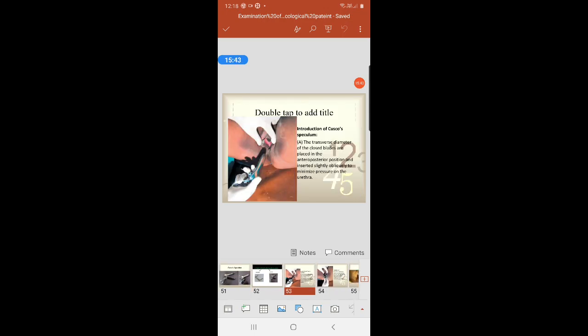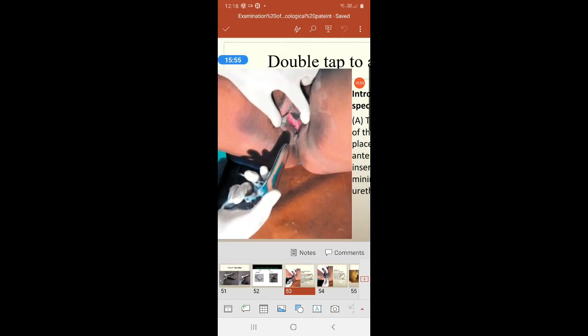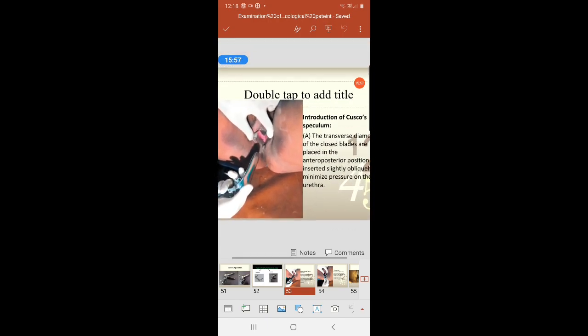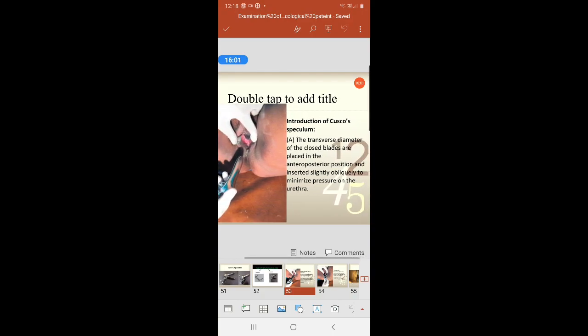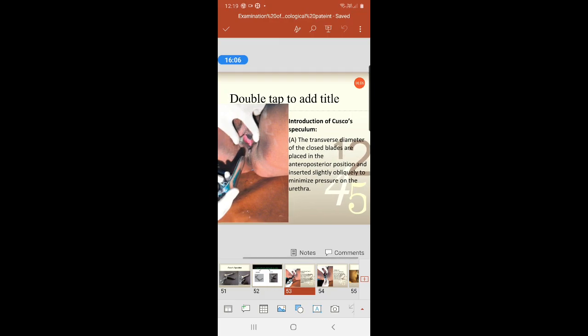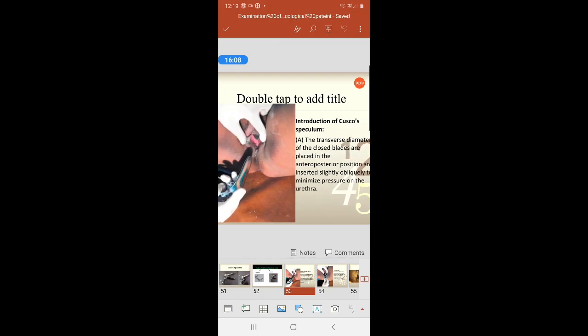Coming to the method of introduction of these speculums for the speculum examination. This is the method of introduction of the Cusco's speculum, how to introduce it is given here. You can see here the transverse diameter of the closed blades is placed in the anteroposterior position and inserted slightly obliquely to minimize the pressure on the urethra.